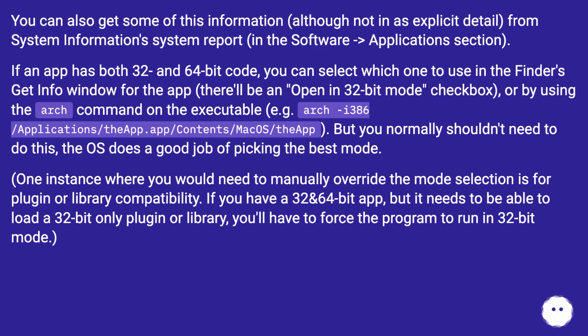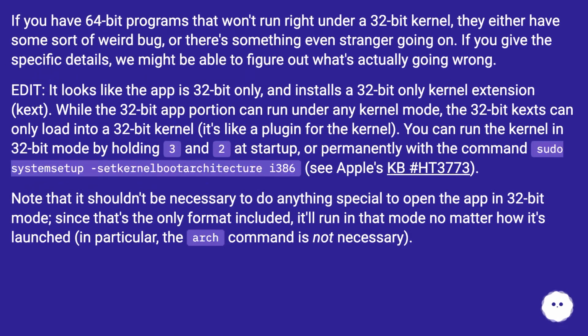One instance where you would need to manually override the mode selection is for plugin or library compatibility. If you have a 32 and 64-bit app, but it needs to be able to load a 32-bit only plugin or library, you'll have to force the program to run in 32-bit mode. If you have 64-bit programs that won't run right under a 32-bit kernel, they either have some sort of weird bug, or there's something even stranger going on. If you give the specific details, we might be able to figure out what's actually going wrong.